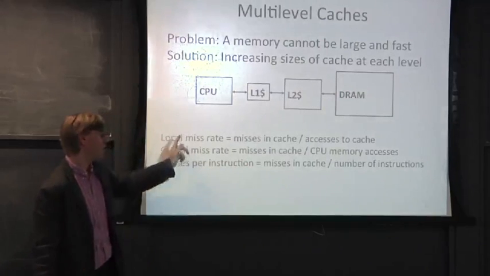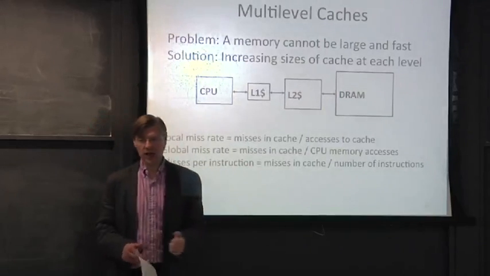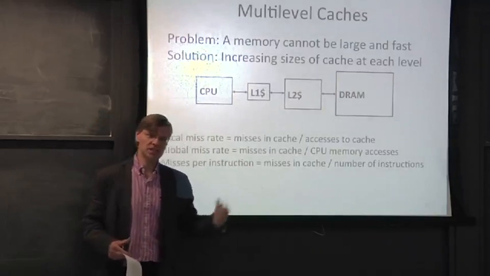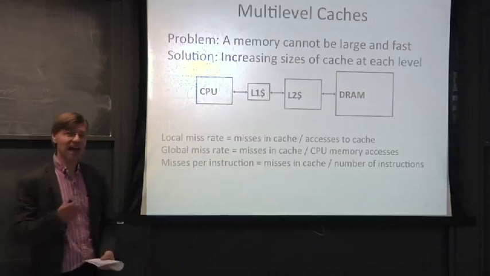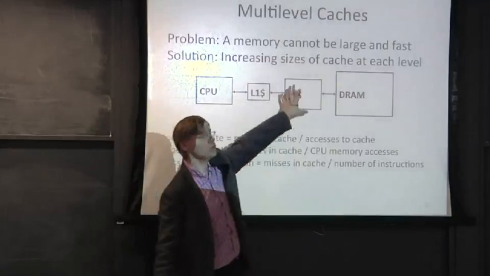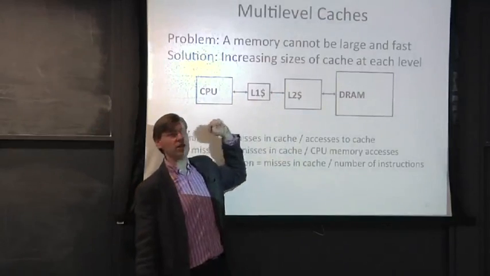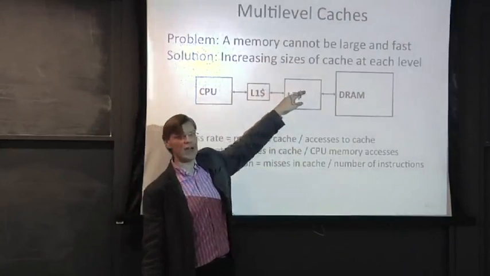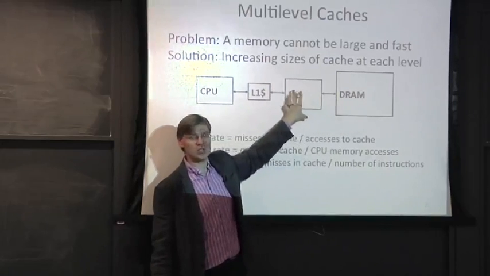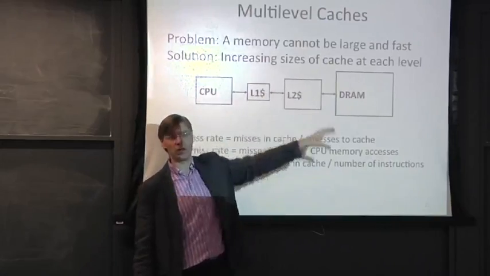Something we're going to call local cache miss rate. And this is just going to be the number of misses that you have in a cache versus the number of accesses in the cache. And this is local per cache. So if you were to look at a level 2 cache here, and you have a certain amount of accesses coming into the level 2 cache, and a certain amount of misses coming out, it's all local to the level 2 cache. So this is going to be the actual miss rate of a particular cache.